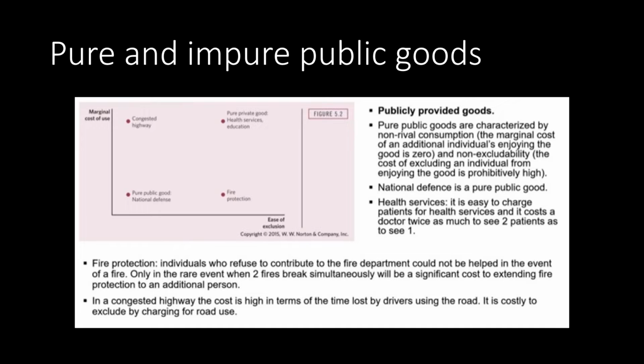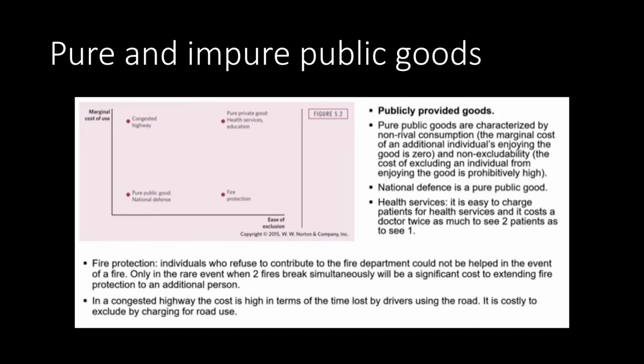That means the cost of excluding that someone is high. Then we have health services. It is easy to charge patients for health services and it costs a doctor twice as much to see two patients as to see one. So the health services are here. This is a pure private good. You can see the marginal cost of use is high and the ease of exclusion is high also. That means the cost of excluding someone is low.